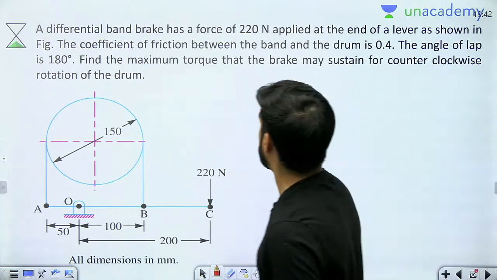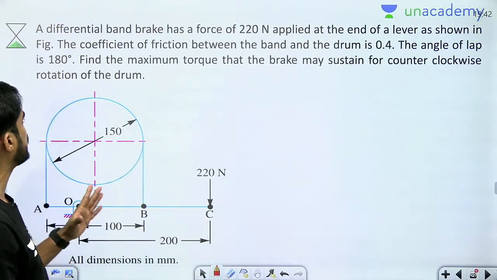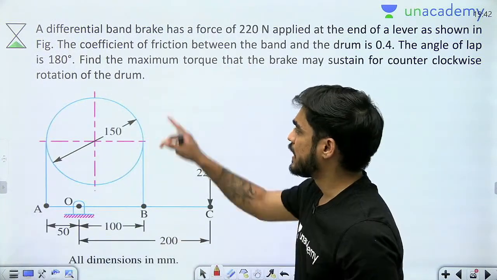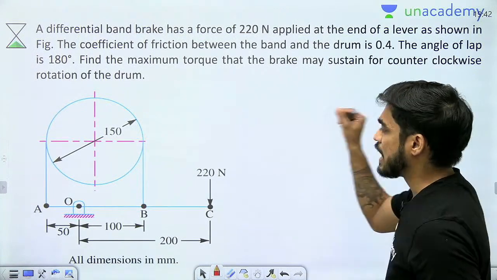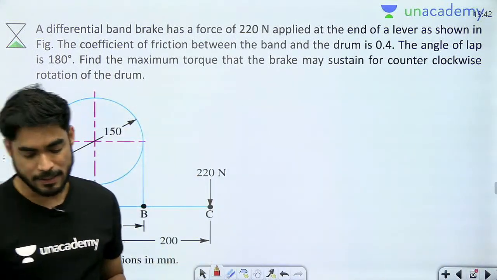A differential band brake has a force of 220 Newton applied at the end of the lever as shown in figure. Coefficient of friction is 0.4. Angle of lap is 180 degree. Find the maximum torque that the brake may sustain for counterclockwise direction. Okay, so we have the braking force, we need to find the braking torque.